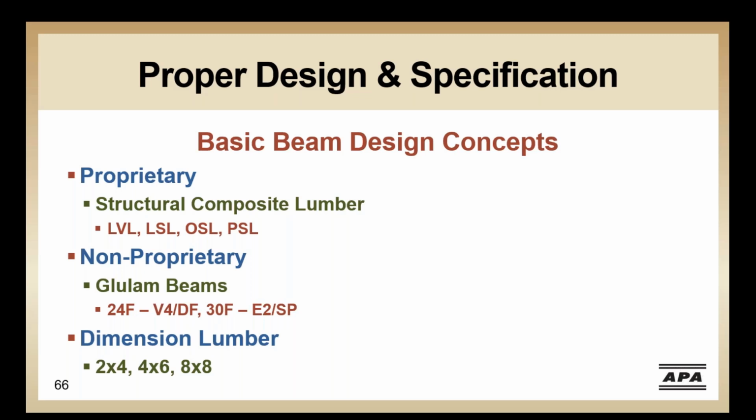Examples of proprietary members are our SCL family of LVL, LSL, OSL, and PSL. Non-proprietary products are designed for a performance standard. This creates room for competition and allows the contractor to choose the most cost-effective and readily available product, since this also allows for easy substitution across manufacturers of the different products. Examples of non-proprietary products are dimension lumber and glulam beams.